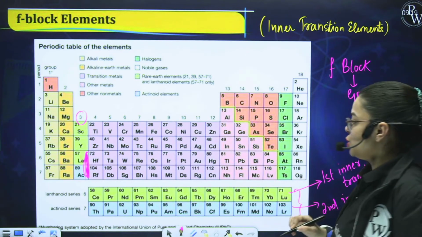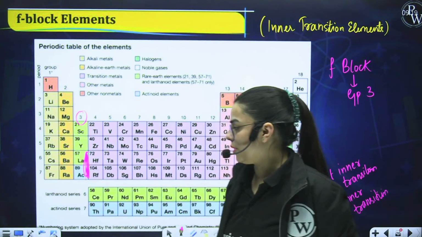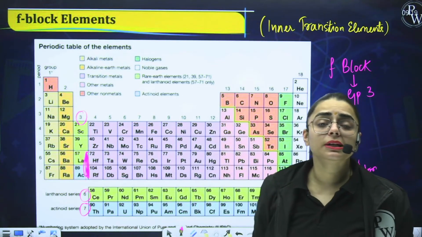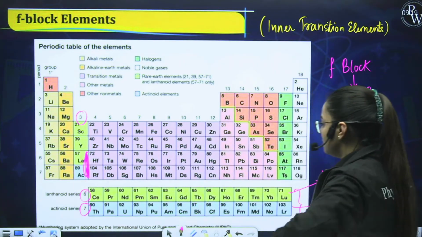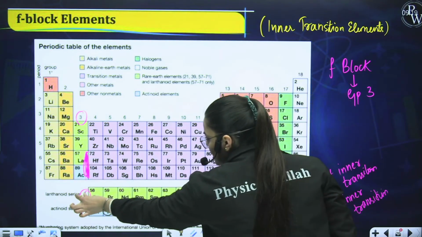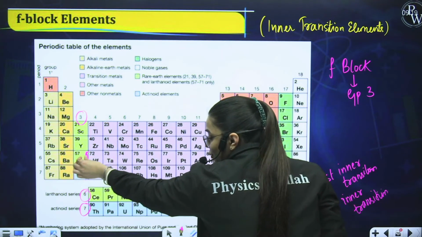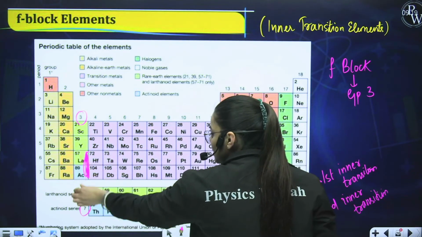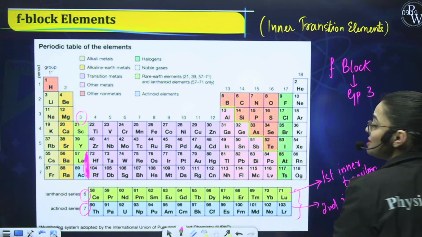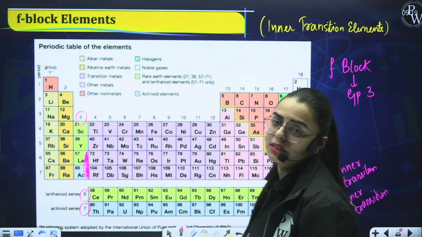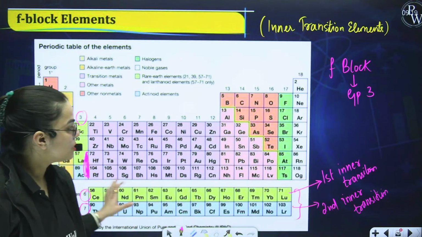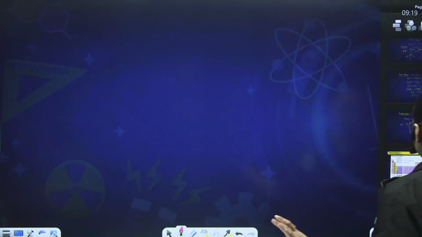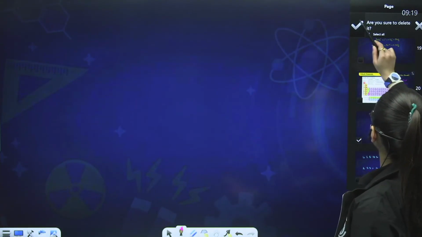If I talk about period, you know that lanthanoid and actinoid are mentioned over here. It is in 6th period, it is in 7th period. Do remember this thing. The lanthanoid series comes after lanthanum, from element 58. This is the first inner transition series. The actinoid series comes after actinium, from the 90th element. So this is the second inner transition series. Right, students? Kindly write it down.